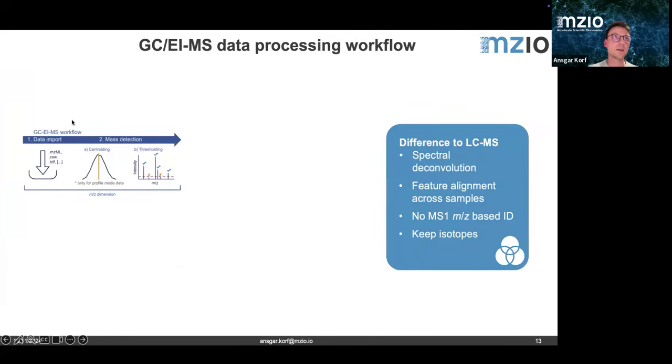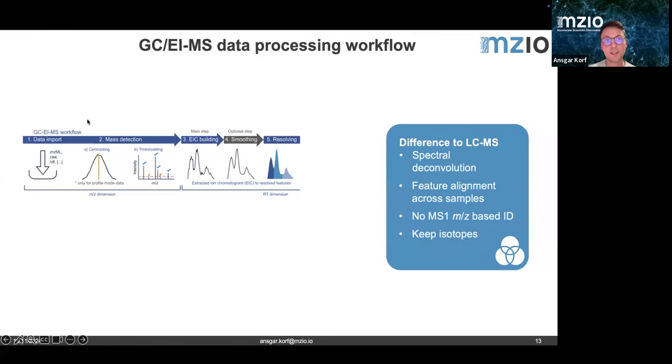Exactly the same modules are used for handling the raw data. So the raw data import and the processing of the mass spectra are done by the same modules. And the same goes for the beginning of the processing. So we again create a list of extracted ion chromatograms, and then we resolve these ion chromatograms to obtain a feature list. So again, retention time and m/z pairs.